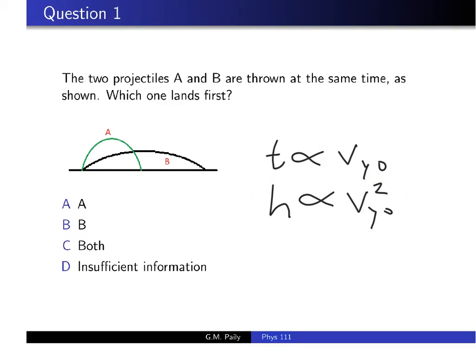Looking at A and B, it is clear that projectile A achieves a greater height than projectile B. So that means projectile B will land first. Projectile B has a lesser height. Because it has a lesser height, it must have a lesser Vy naught. Because it has a lesser Vy naught, it must have a lesser time of flight. And so the answer is B.